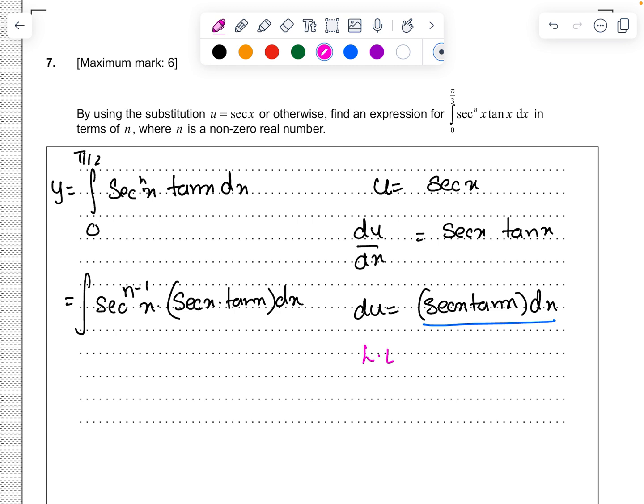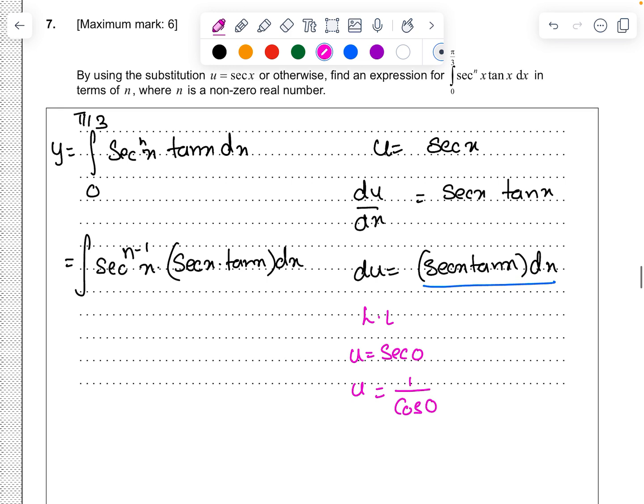Lower limit of x is 0. So u equals secant 0. Secant 0 is 1 upon cos 0. Cos 0 is 1. So the lower limit is 1. Upper limit: u equals secant pi by 3, 60 degrees. So 1 upon cos pi by 3, which is going to be 2.